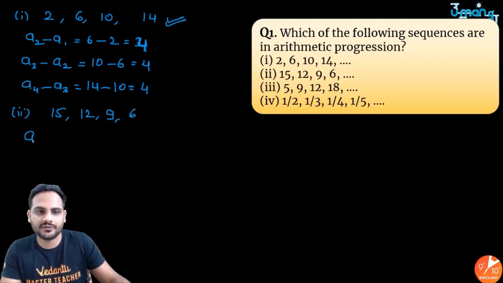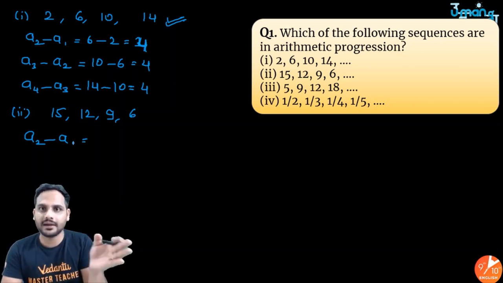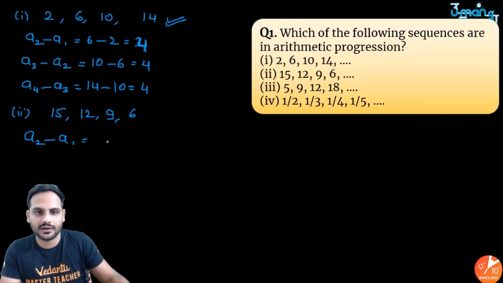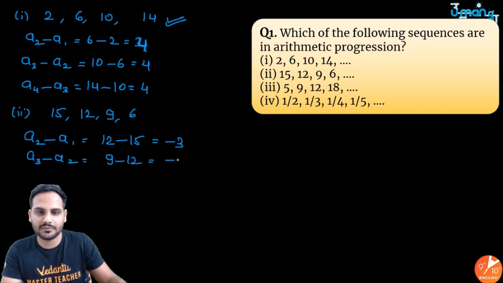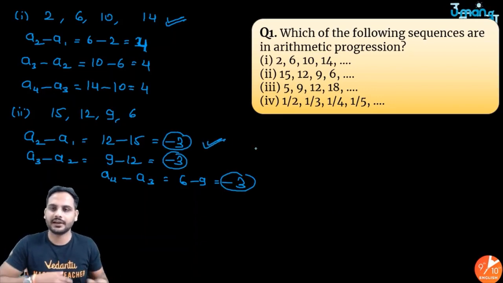So if I find out the difference, a2 minus a1, remember always it is a2 minus a1 or a3 minus a2 or a4 minus a3. So any term minus the previous term. Okay, so if I do 12 minus 15, I am getting minus 3. a3 minus a2 is 9 minus 12, which is again minus 3. And a4 minus a3 is 6 minus 9, which is again minus 3. So here also the common difference is the same. So this is also representing an AP.